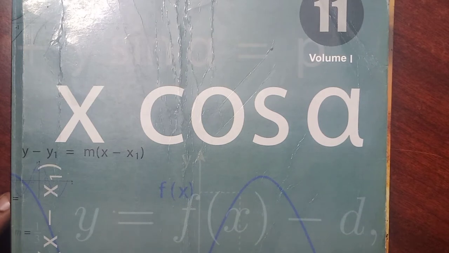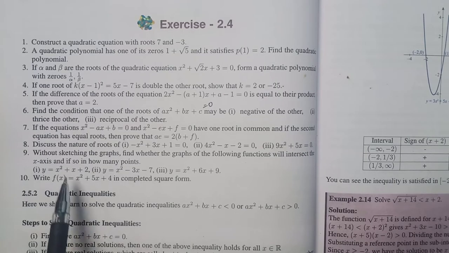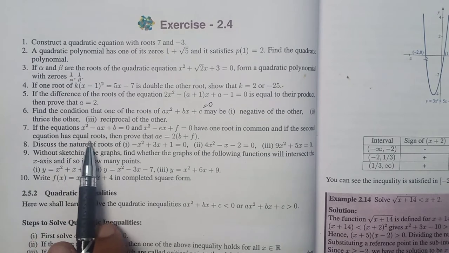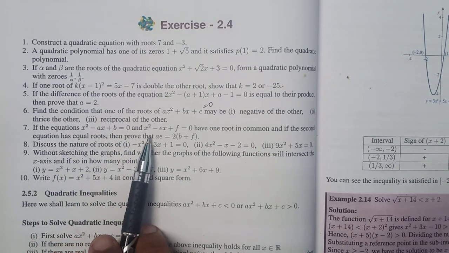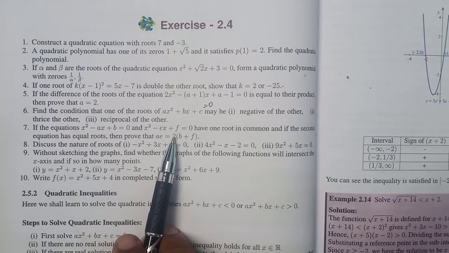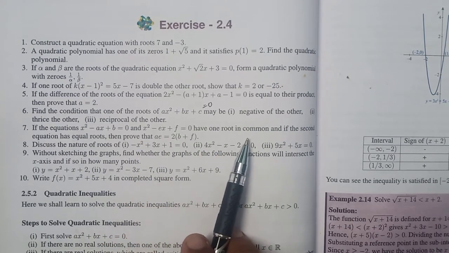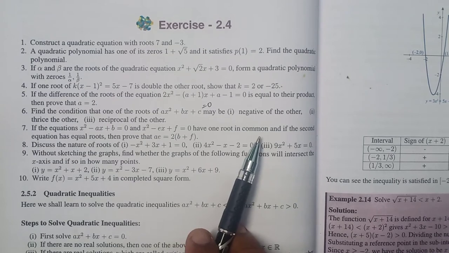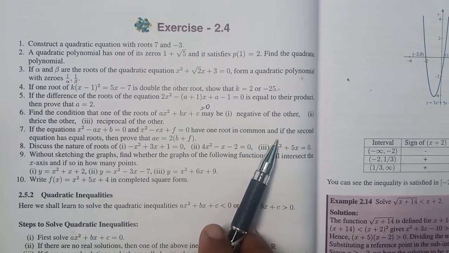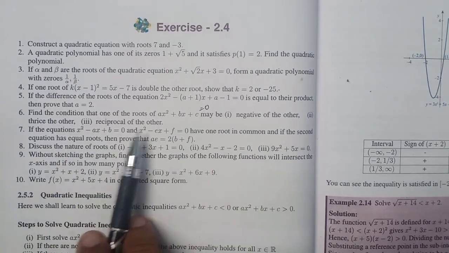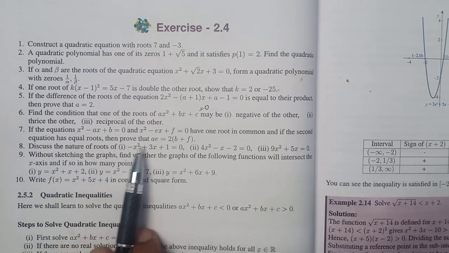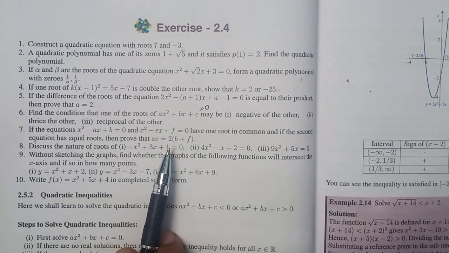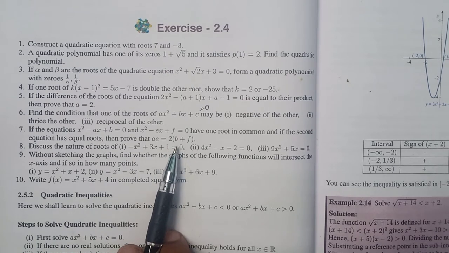Now problem number 7. If the equations x squared minus ax plus b equal to 0 and x squared minus ex plus f equal to 0 have one root in common, and if the second equation has equal roots, then prove that AE is equal to 2 times of B plus F.